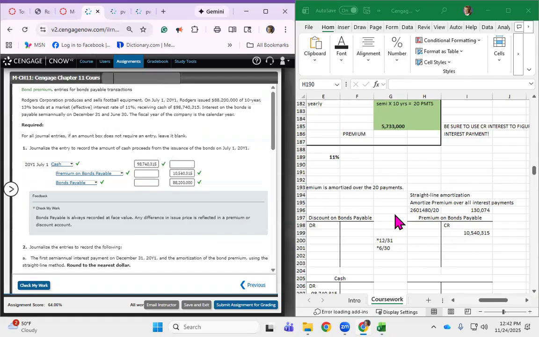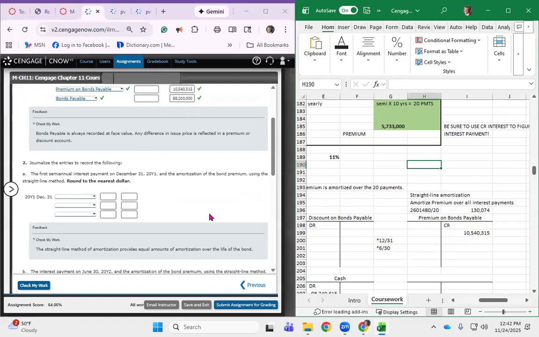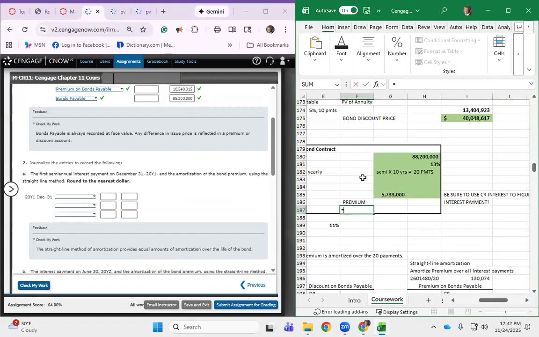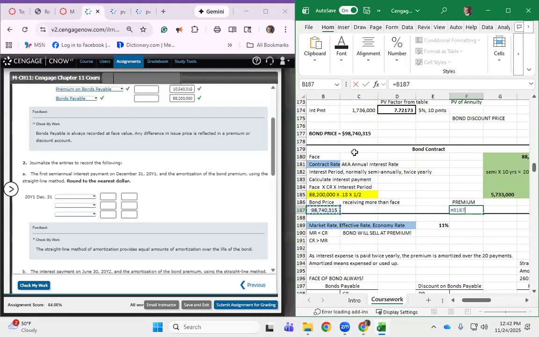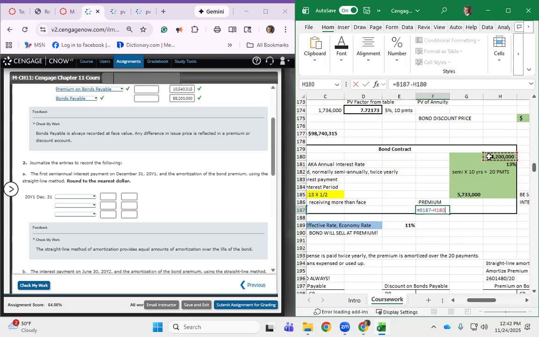Okay. And now we're going to figure out an interest payment. Now we've already calculated the interest payment if you followed along with me. Okay, so I'm going to take the bond price. I'm putting my premium amount back in that I accidentally deleted. So just a second here. There it is.